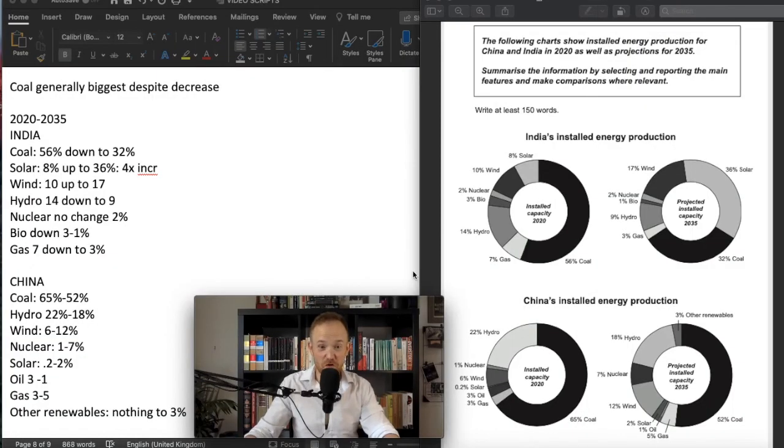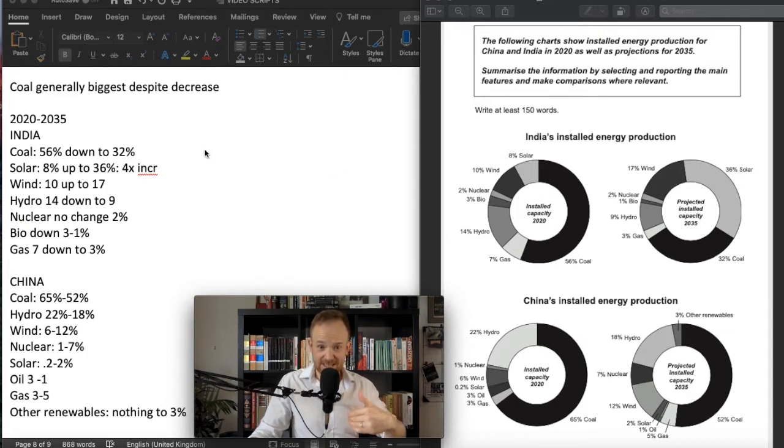All right, so I've moved over a little bit. Here I am, right in the middle. Let's take a look at this together. Now, what I've noticed as my overall is that coal is generally the biggest source despite the decreases. So you'll notice we have 56 down to 32, 65 down to 52. They both decrease. So I've gone with that as my main trend. However, do note that solar has increased in India.